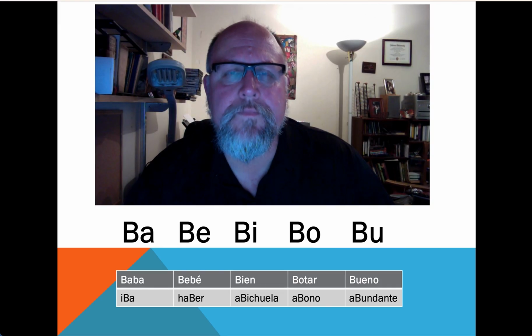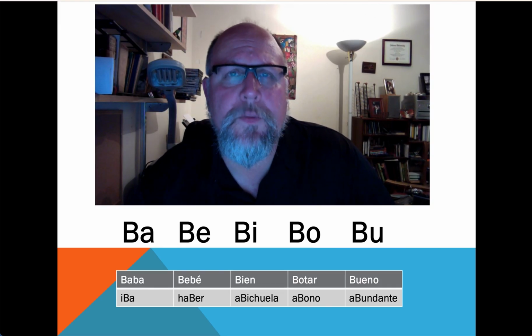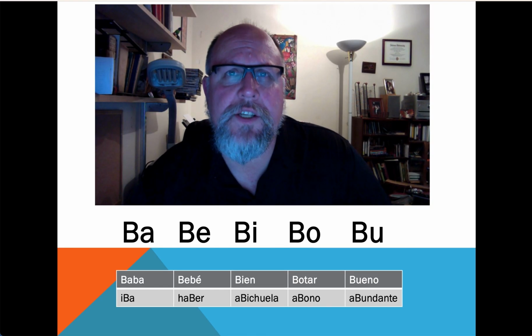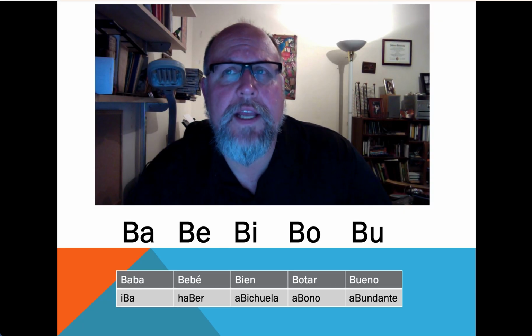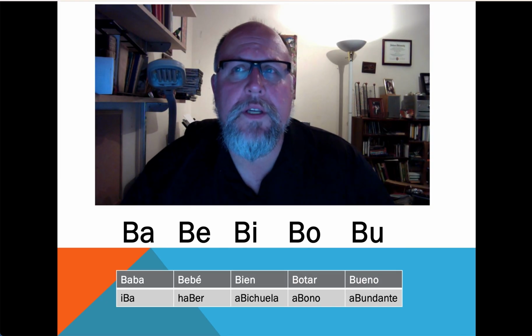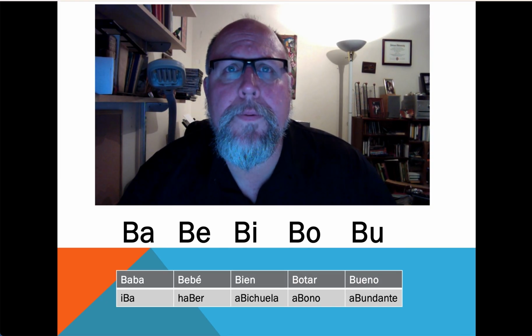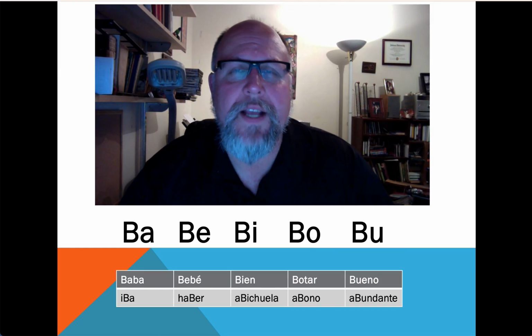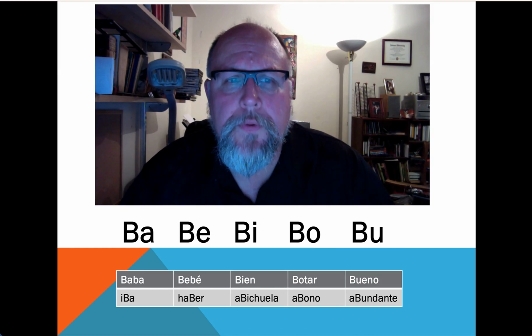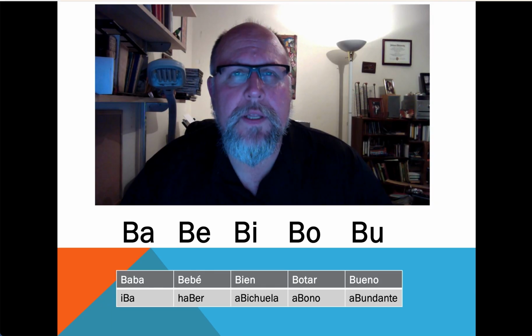Now, when the letter B occurs in the middle of the word in Spanish, it's pronounced very softly, and it's actually letting air go through your lips. So it's not a B and it's not a V, but it's a V, very softly, as if you're blowing air to blow out a candle, but putting a little bit of vibration there.